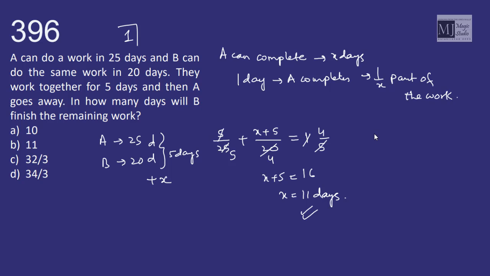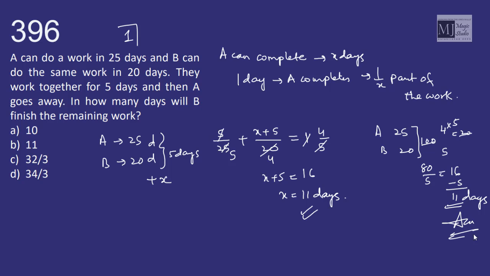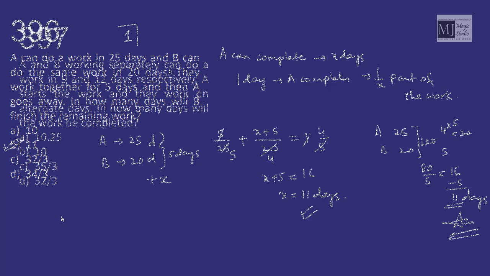Now, can we use our CM method to do this? Let's see. A 25, B 20. The first thing that hits my mind is 100. Let's say 100 units is the work to be done. 100 by 25 is 4. 100 by 20 is 5. A works for 5 days, completed 20 units. That means B needs to complete 100 minus 20, that is 80. 80 by 5 is 16. B already worked for 5 days. More days required by B are 11 days. Answer: Option B fits in.